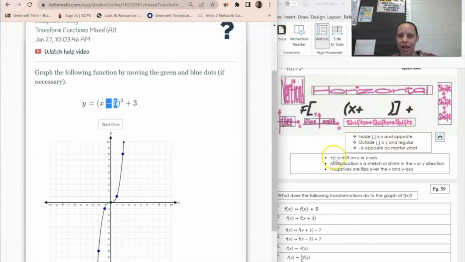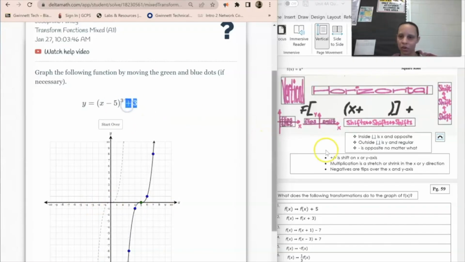X and opposite, and then adding and subtracting is a shift. Okay, x direction. So it's this way or this way, right or left. And opposite of what you think. -5, I would think go this way, but I'm really going to go this way. So I'm going to shift it 5 to the right.